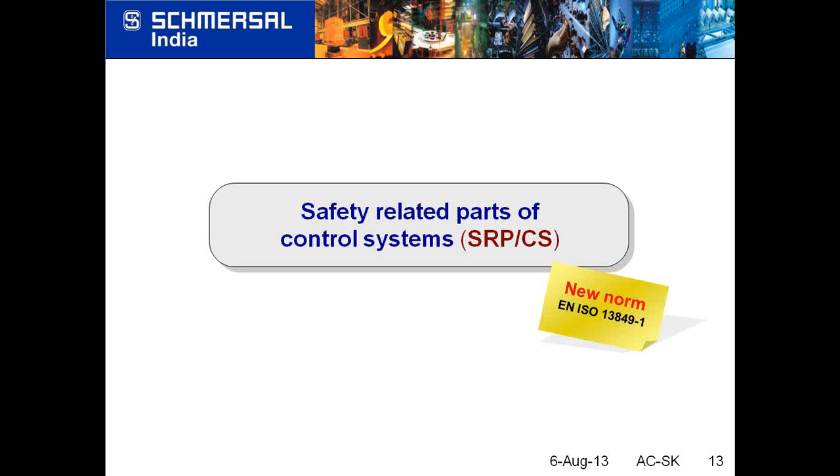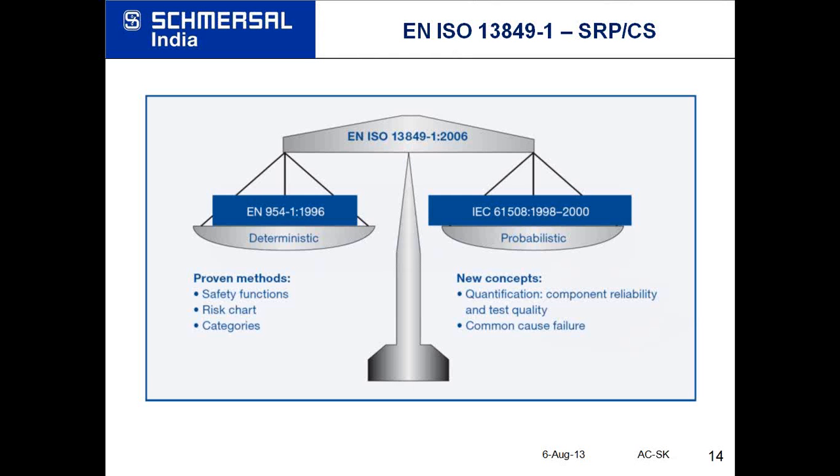So the stopping of the machine can happen only through a control system wiring or a circuit. Just to give you a small background, on the left hand side you can see EN 954-1. So this was the old, you can say, control system safety standard. And on the right hand side you can see the IEC 61508, which is the godfather of functional safety. So the new standard which has come, that is 13849-1, is an amalgamation of these two standards.